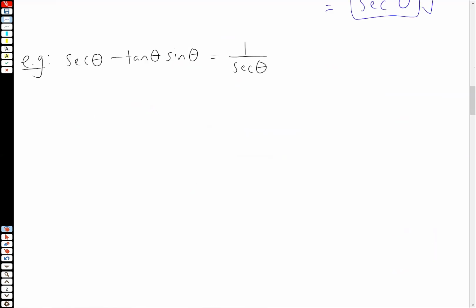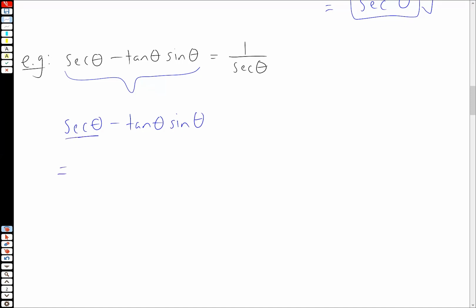All right, let's look at this example. Secant theta minus tangent of theta times sine of theta is equal to 1 over secant of theta. Okay, so how are we going to tackle this one? Again, we're going to pick the harder side, and hopefully you all agree. I think the left-hand side looks a little bit more complicated than the right-hand side, so let's start with that. And I'm actually going to do the same thing we did last time. Let's convert everything to sines and cosines.